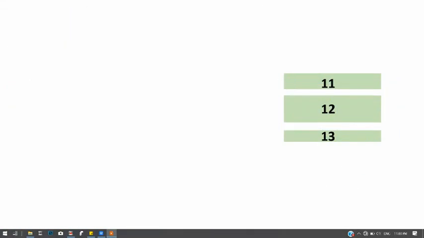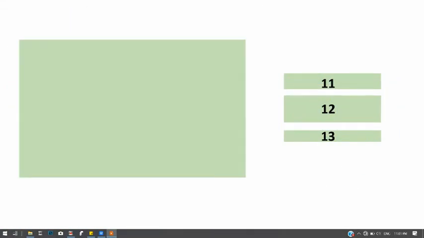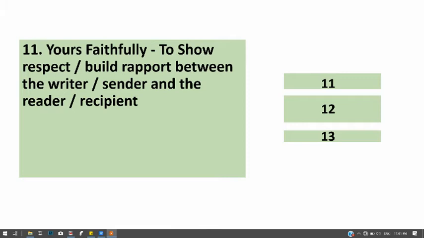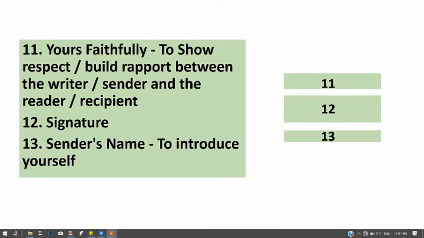So the last one is the green zone. The green zone is the bottom zone. We have number 11, yours faithfully. Yours faithfully is to show respect, build rapport between the writer or the sender and the reader or the recipient. Number 12, signature. And number 13, the sender's name to introduce yourself.